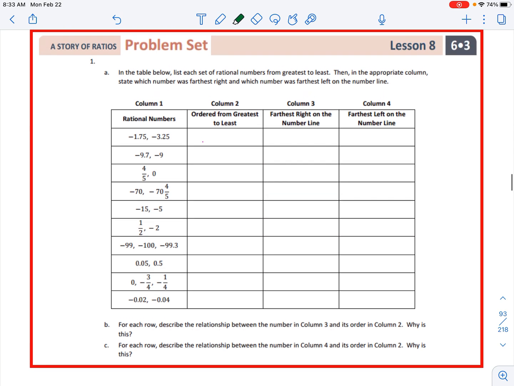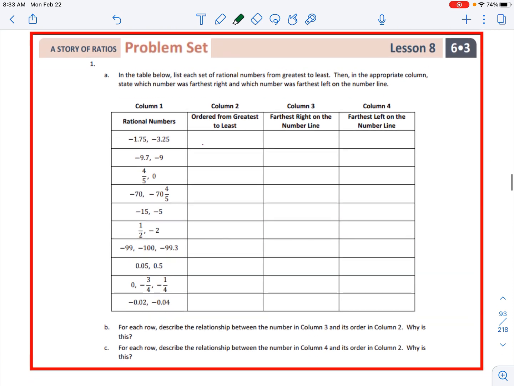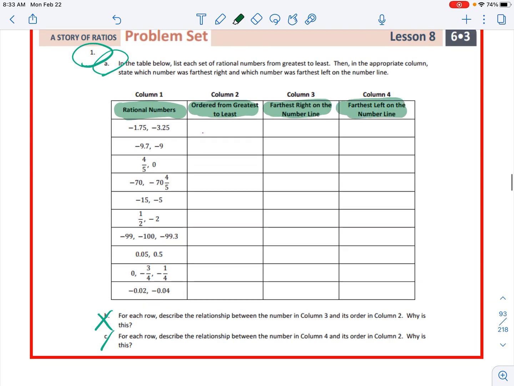All right, guys, you have a problem set. All I want you to do is number 1. You are not doing B or C, just 1A. Okay, you have a table with different columns. Column 1 has your rational numbers. Then column 2 wants you to order those from greatest to least. Then it's asking you which one is the farthest right on the number line. Then it's asking you which number is farthest left on the number line.